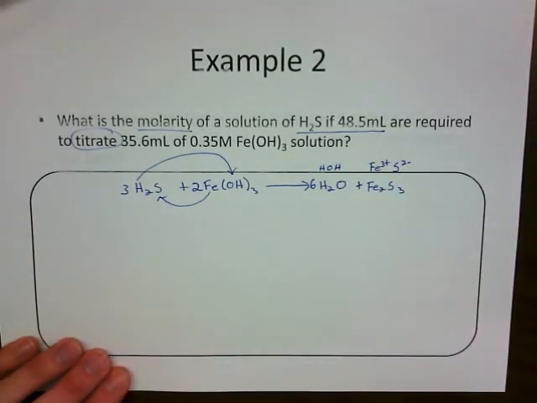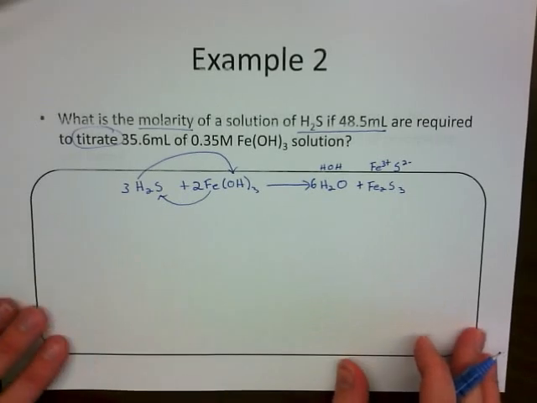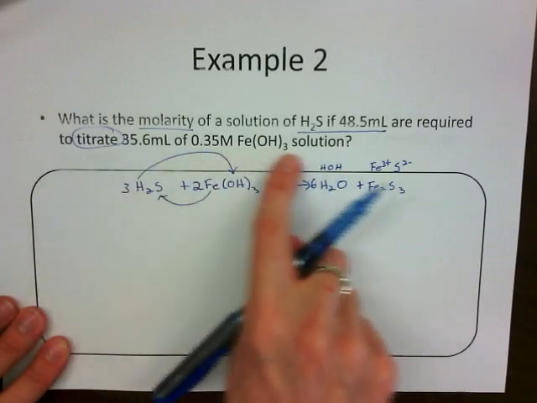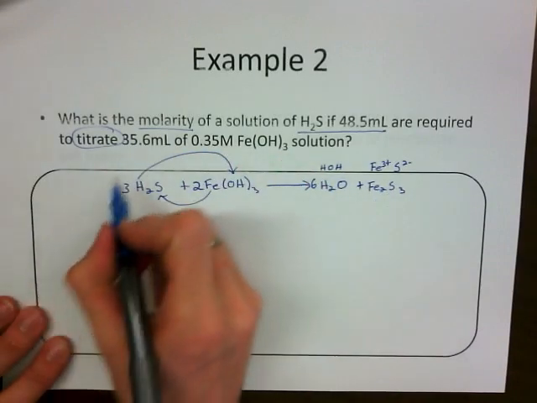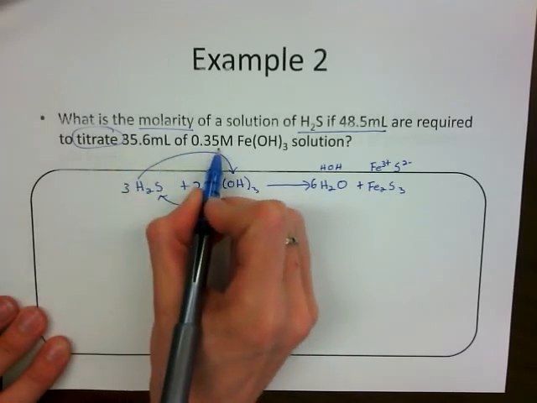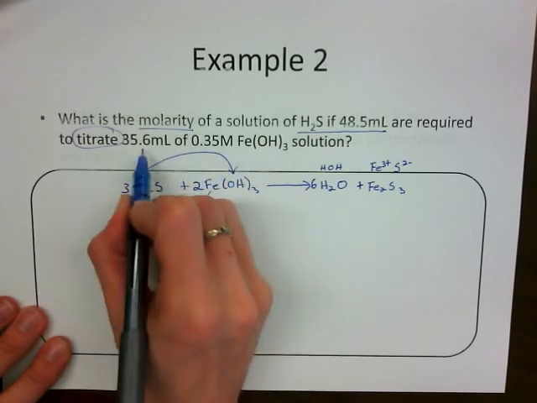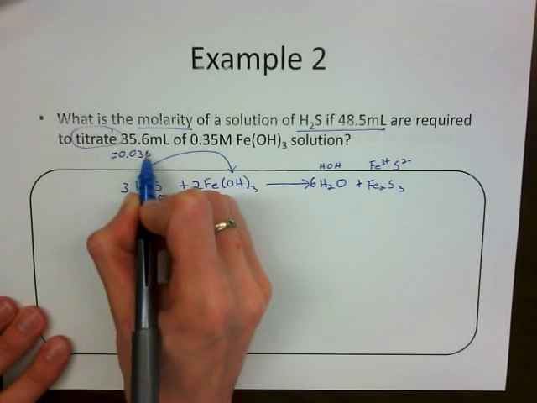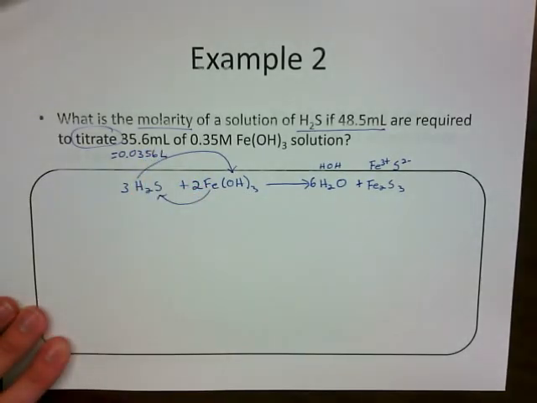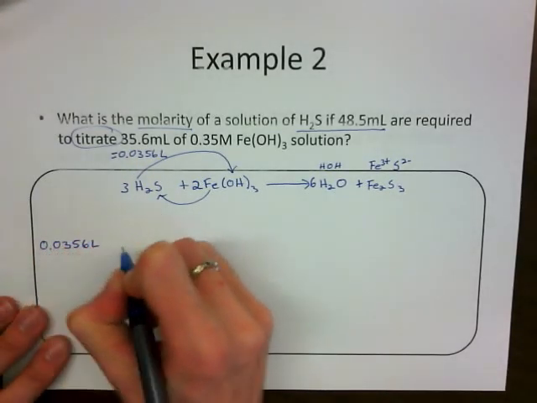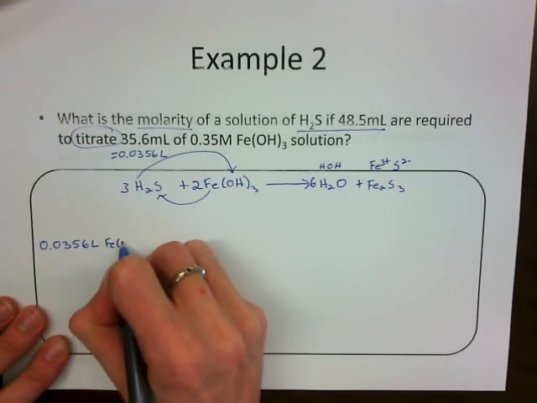Okay, so now we're ready to do the stoichiometry, starting with what I know. The solution I know the most about is this iron hydroxide solution. I know that I have 35.6 milliliters. I also know that molarity is in units of moles per liter, so I want this in liters before I can use it. So divide by 1,000, I get 0.0356 liter. That's where I'm starting, of iron hydroxide.